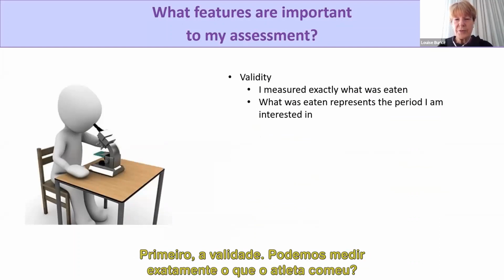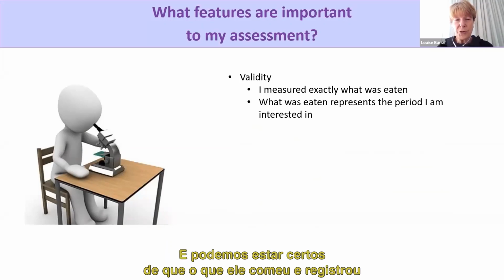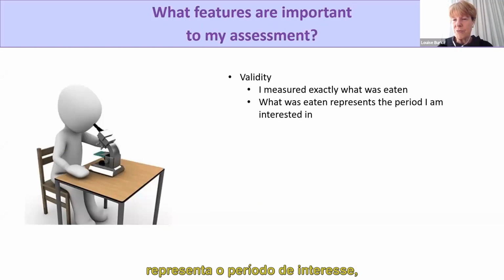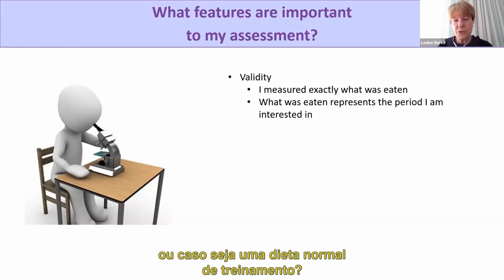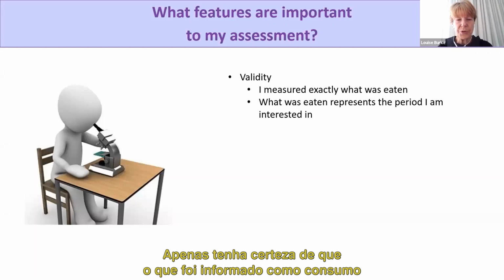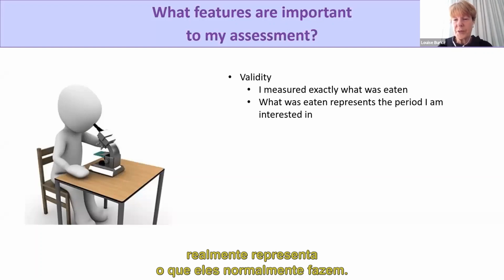First, the validity. Can you measure exactly what the athlete ate? And can you be sure that what they ate and recorded represents the period that you're interested in, whether it's a particular period like carbohydrate loading before a marathon, or whether it's their typical training diet? You want to make sure that what they gave you as their intake really represents what they normally do.